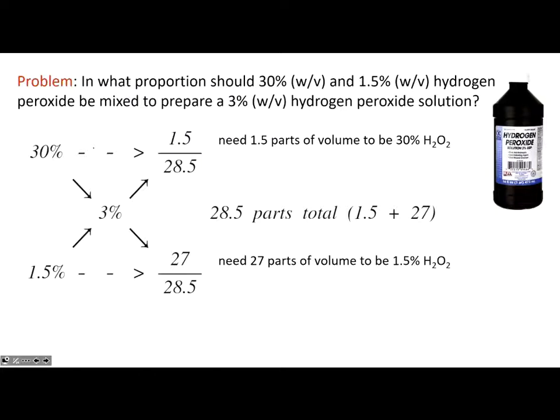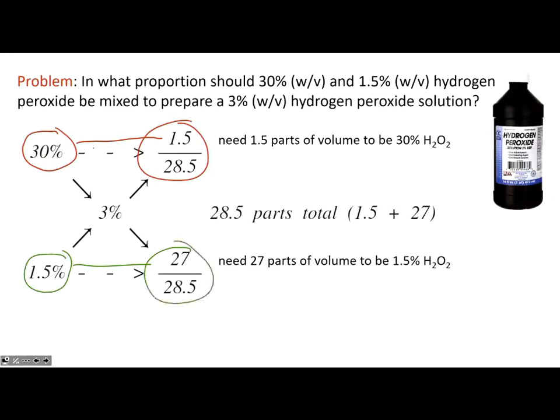So the proportion I need is that for the 30%, and this is where I want to emphasize, do this if you're taking notes: circle the percent here, draw a line and connect it to its proportion. Same thing down here, circle that one, connect it over to its proportion, because we're going to start to use that here in a minute. All right? So the proportion I need is 1.5 out of 28.5 to be the 30%, and I need 27 out of 28.5 parts to be the 1.5%. So, okay with that? That's all you've got to do.